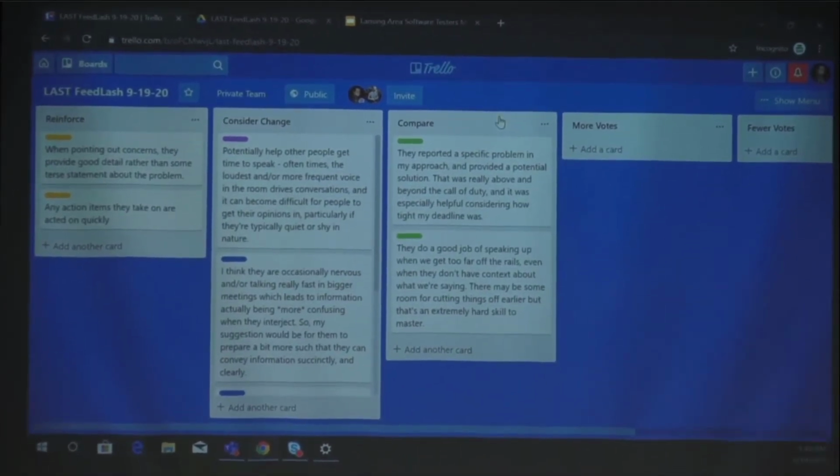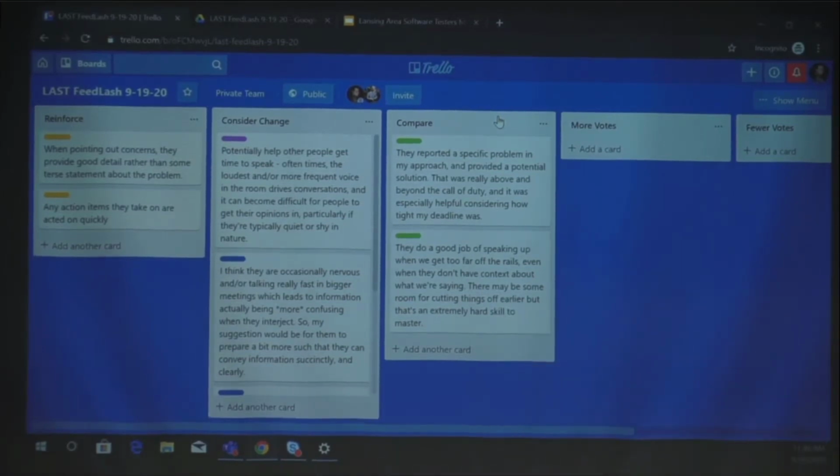These are sort of more reinforcing, positive pieces of feedback. The first one is: they reported a specific problem in my approach and provided a potential solution. That was really above and beyond the call of duty, and it was especially helpful considering how tight my deadline was. The other one is: they do a good job of speaking up even when we get too far off the rails, even when they don't have context about what we're saying. There may be some room for cutting things off earlier, but that's an extremely hard skill to master.